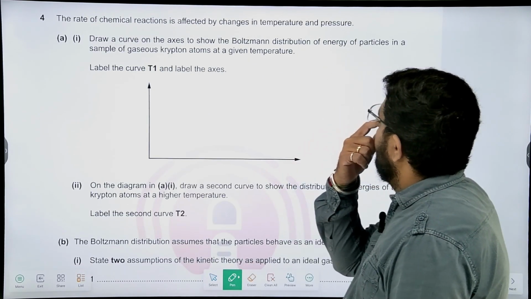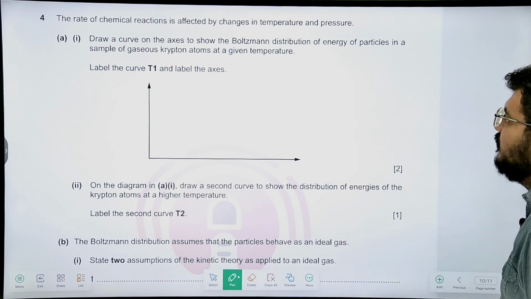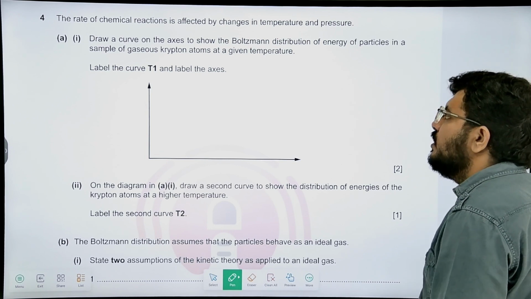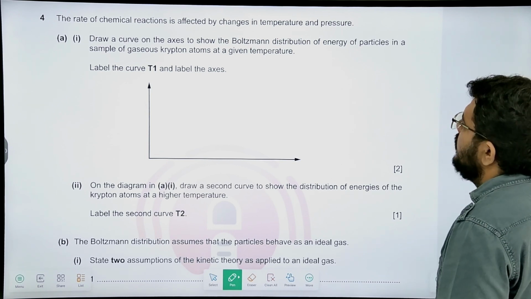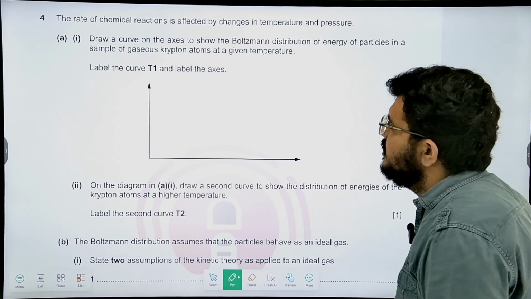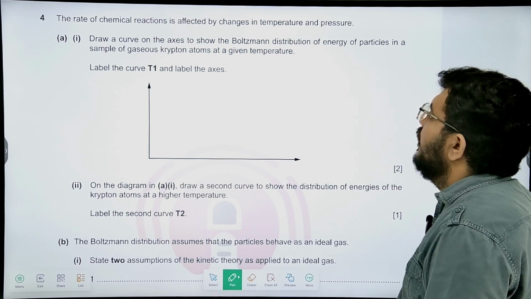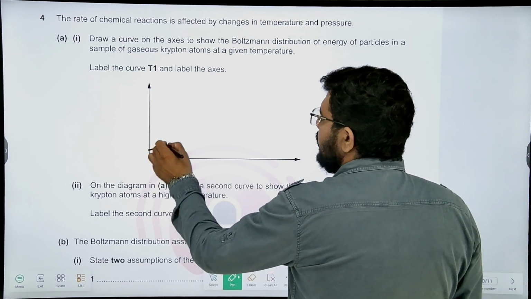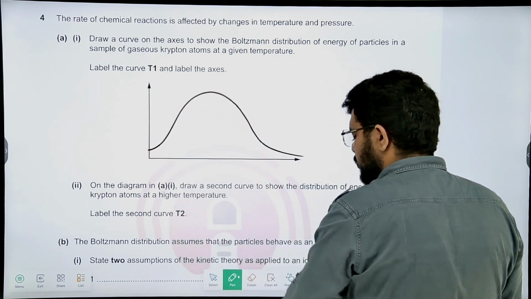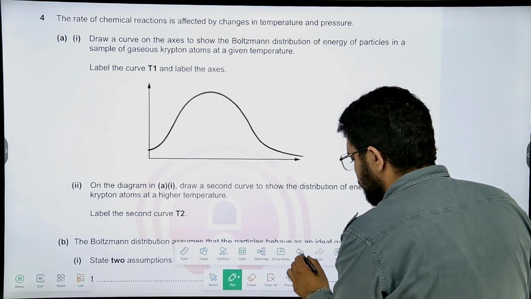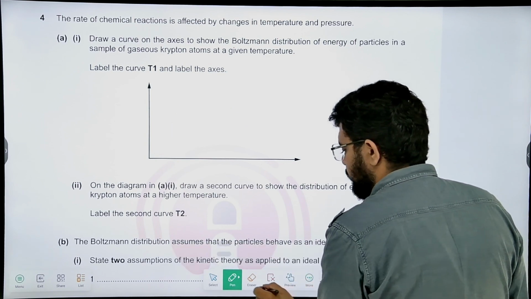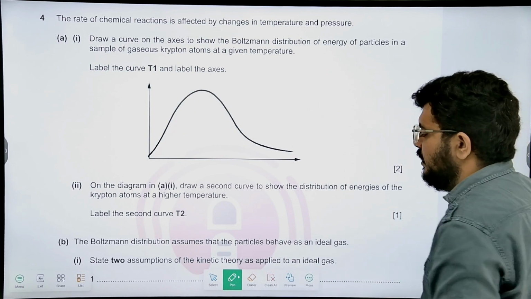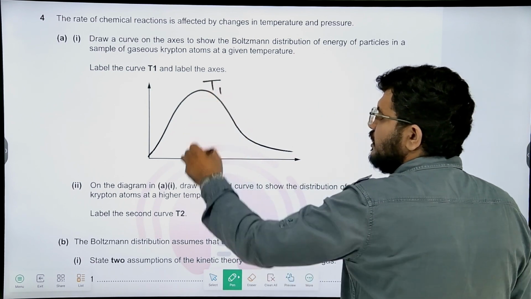Then we have the rate of chemical reaction is affected by changes in temperature and pressure. Draw a curve on the axis to show the Boltzmann distribution of energy of particles in a sample of gas of krypton atoms at a given temperature. Label this curve T1 and label the axis. So I will draw it like this. Just a second. I will draw it like this, right? Asymptotic. Let's label this T1.